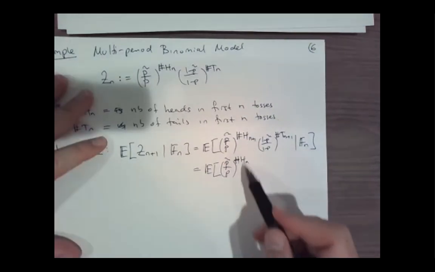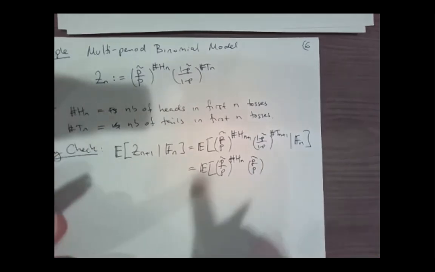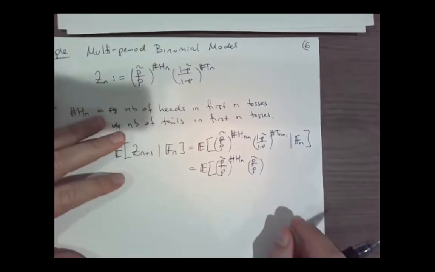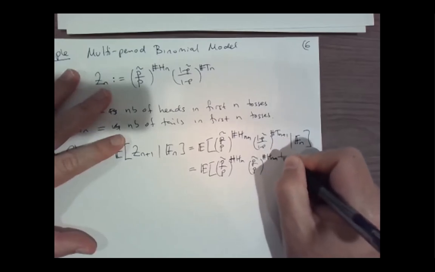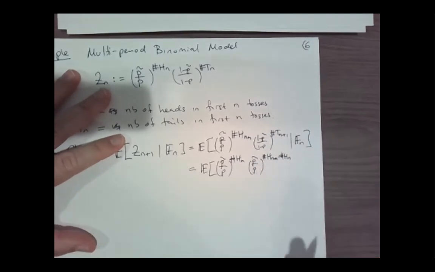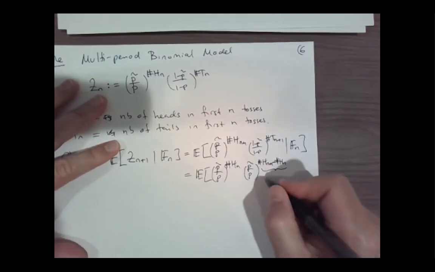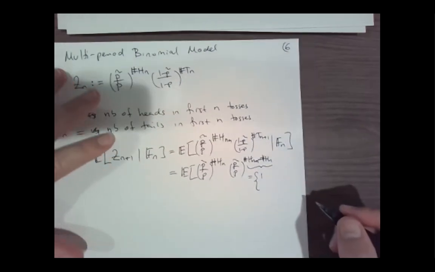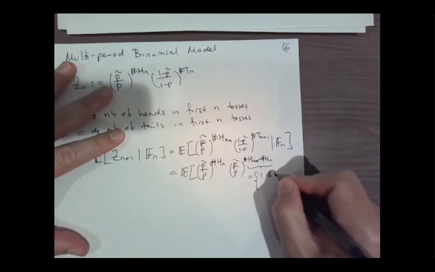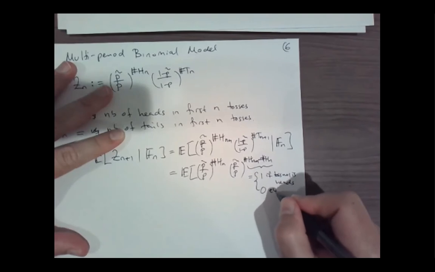But of course, then I also need the equality to be true. So I'll need to correct this by the outcome of the nth toss. So here I'll have H n plus 1 minus H n. There's a minus sign here. So this is the outcome: it is equal to 1 if toss n plus 1 is heads, and it is equal to 0 otherwise.